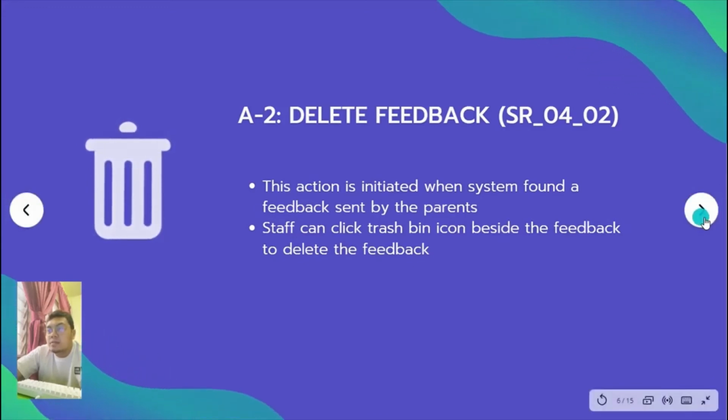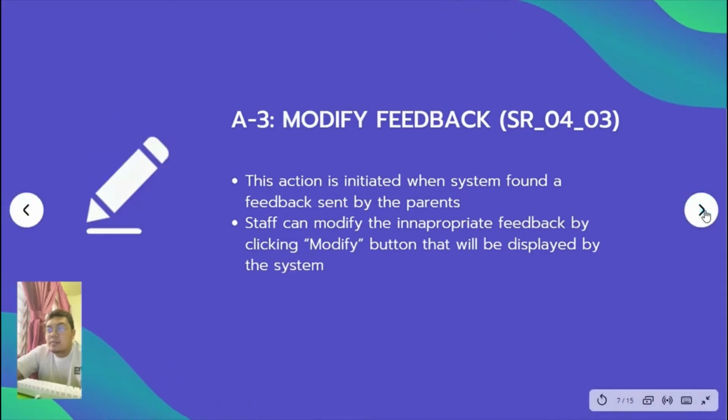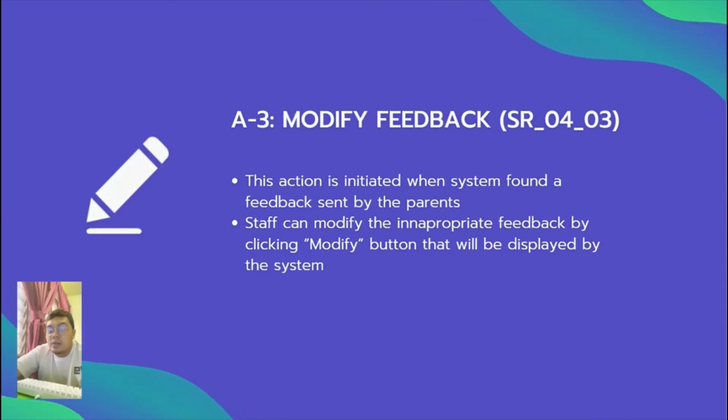And then alternative 3, modify feedback. This section is initiated when the system finds a feedback sent by the parents. Staff can modify the inappropriate feedback by clicking the modify button that will be displayed by the system.